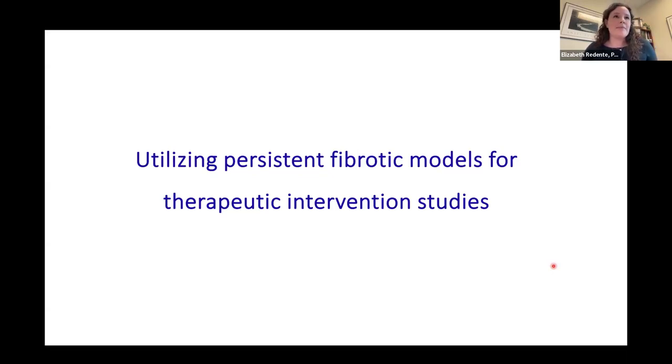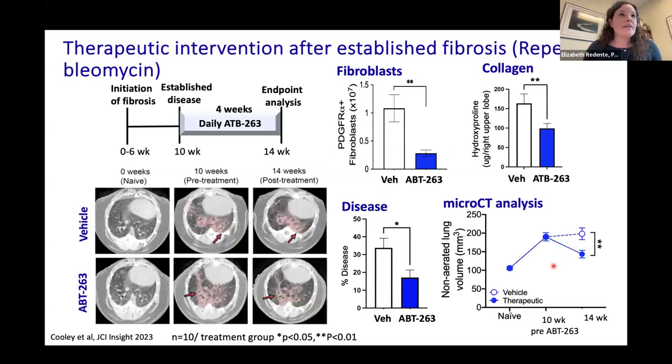But coming back to this idea at the beginning with Martin Kolb's work and the idea of the appropriate therapeutic window, I just wanted to show two examples of where we've used our persistent fibrotic models for therapeutic intervention studies. So the first is after established fibrosis using the repetitive bleomycin model. This is work published by Joe Cooley last year. So we initiated fibrosis between 0 and 6 weeks, so 3 doses of bleomycin.